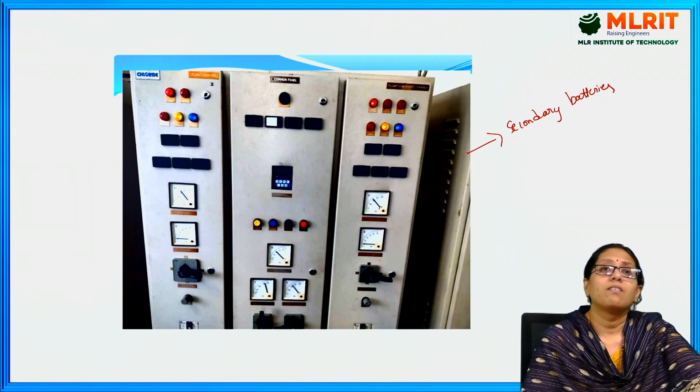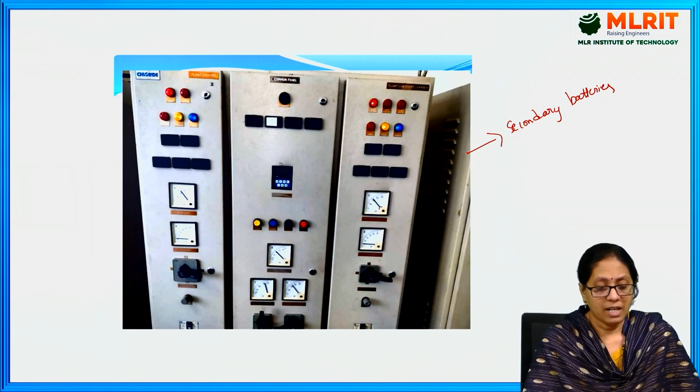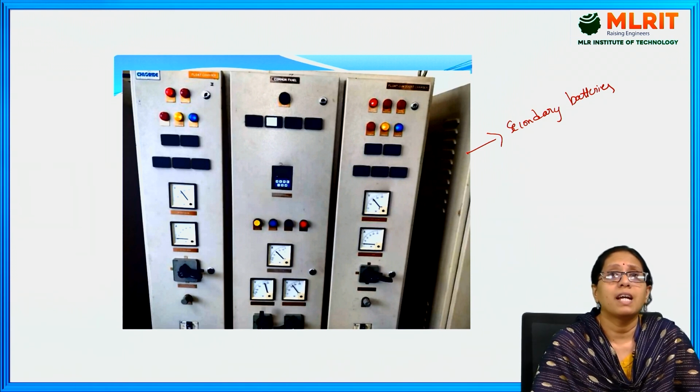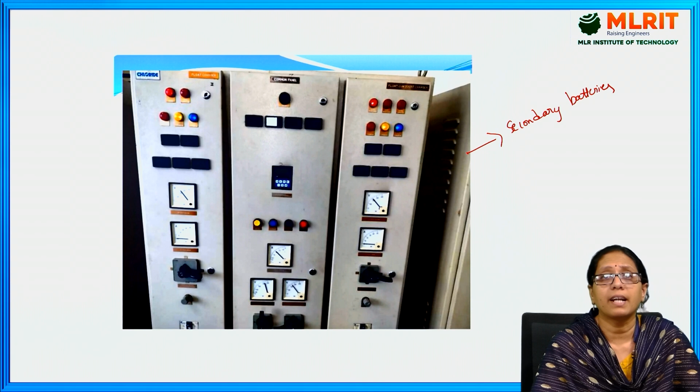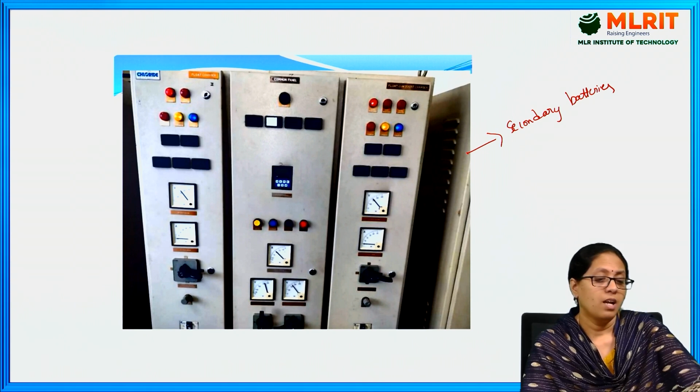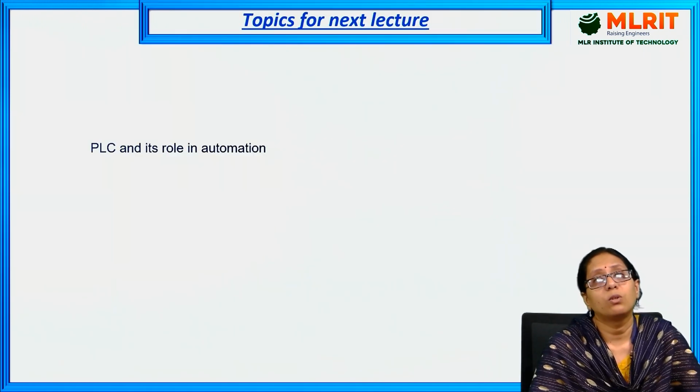So today we have learnt about different types of UPS, online as well as offline, and different types of batteries, that is primary battery as well as secondary battery. In next lecture, I would like to tell about PLC and its role in automation.